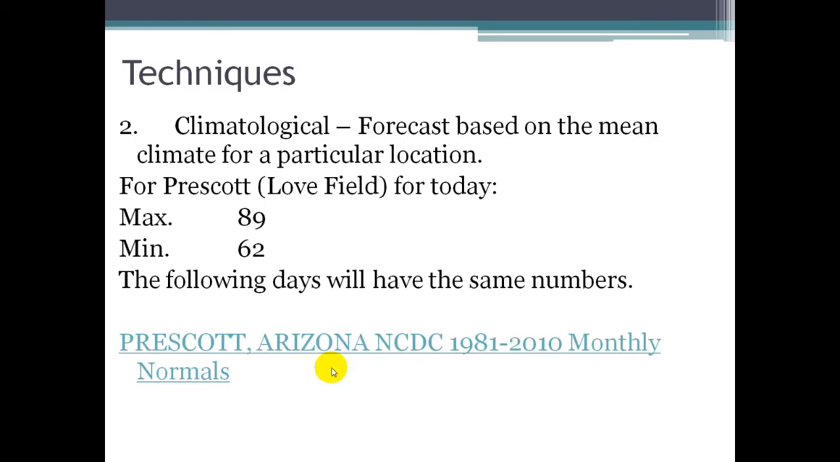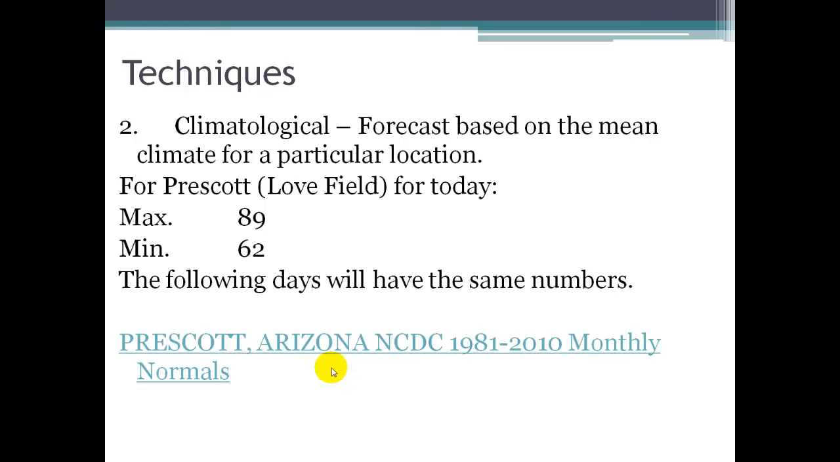So the National Climate Data Center averages together all of the maximum temperatures for a particular day or month or whatever the variable is, and over a 30-year period you can average those together and it gives you what's called the normal. And so we compare things to normal. We say the temperature is above normal, precipitation is below normal, and so on.